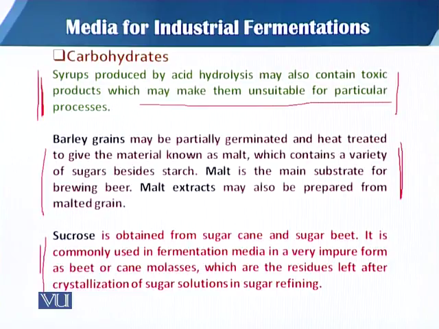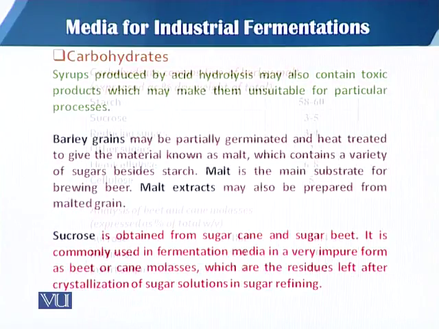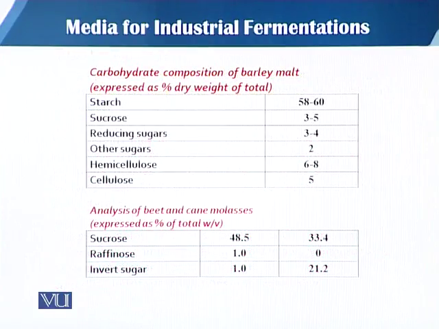Sucrose is another choice, mostly obtained from sugar cane and sugar beet. It is commonly used in fermentation media in a very impure form as beet or cane molasses. As a byproduct of that, sometimes sucrose is directly used for the production of the enzyme we call invertase. So these are the different carbohydrates that can be utilized.